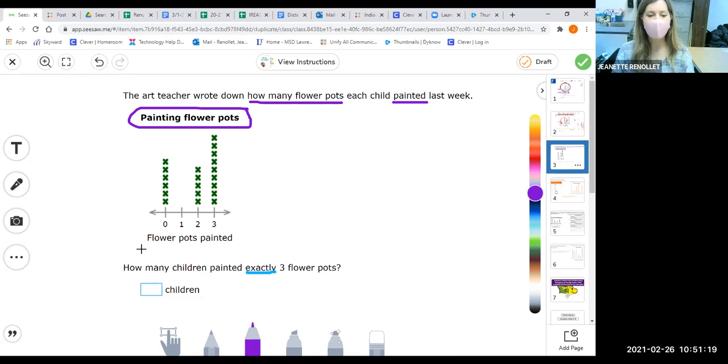I want you to take 1 minute and look at this graph. Look at this line plot. My first question, how many children painted 2 flower pots? How many children painted 2 flower pots? I want you to put the answer in your head after reading the graph.